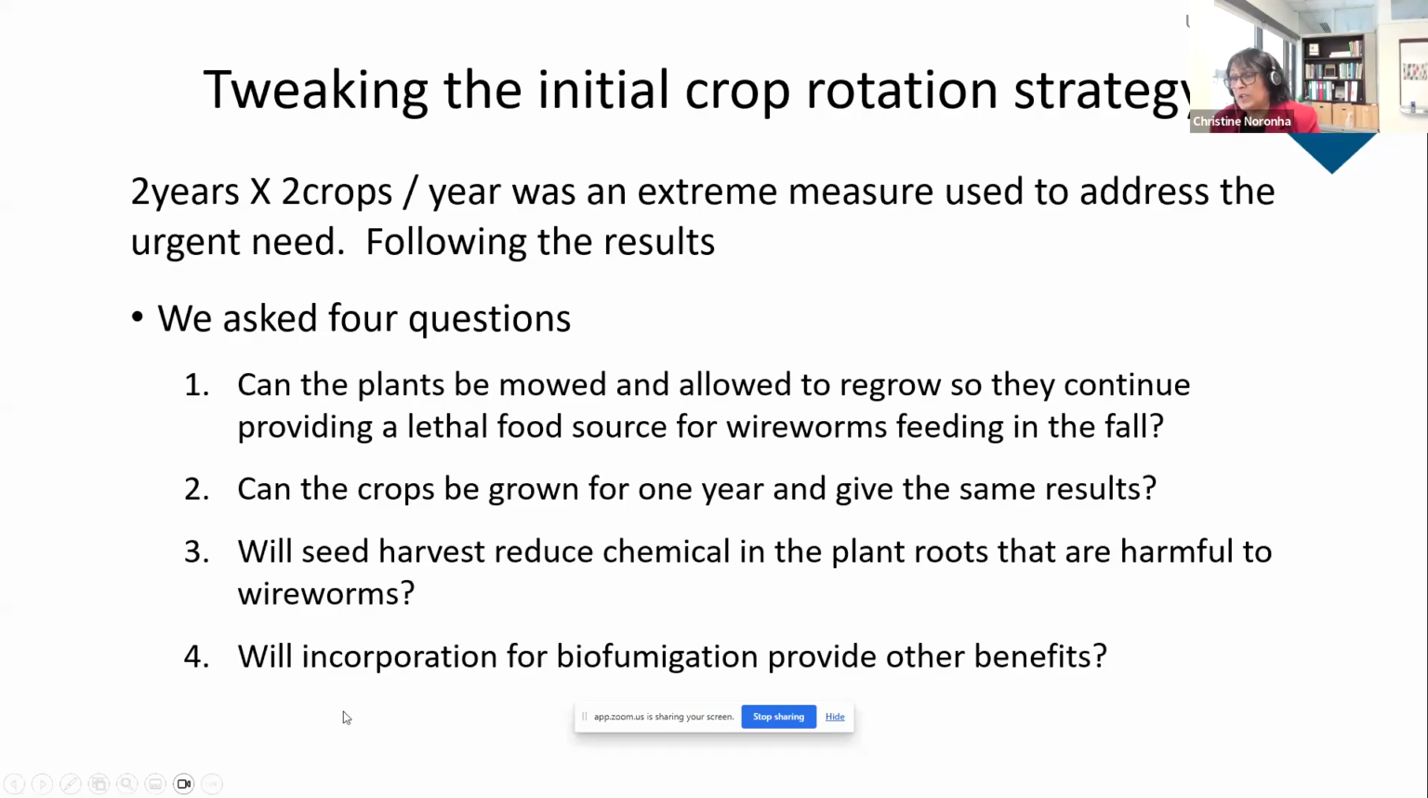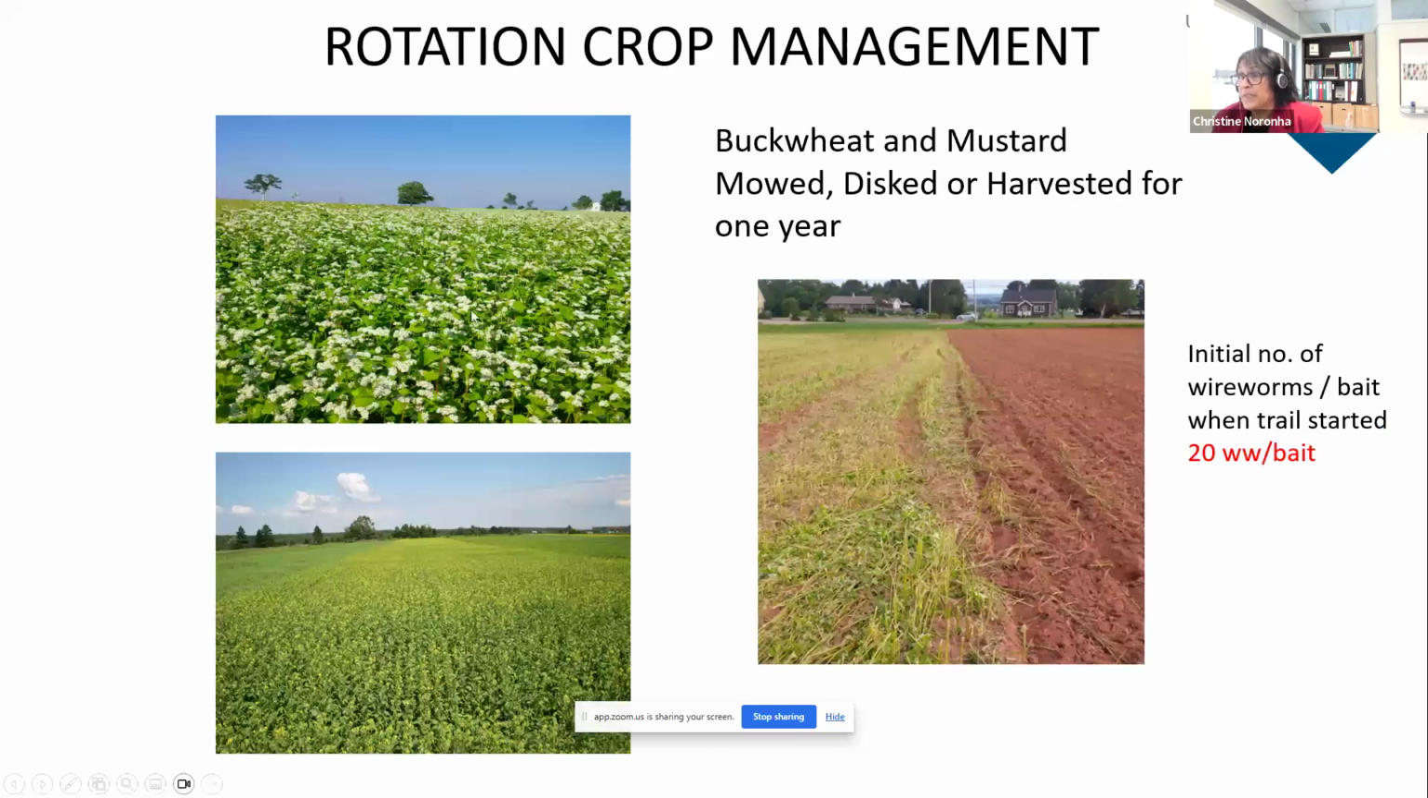So we asked, can it be grown for seed and still give the chemicals that are harmful to wireworms? And then we also wanted to know whether incorporation as a biofumigant would give us other benefits, like with diseases and other pests like nematodes. We wanted to look at that as well. So in order to do that, we looked at buckwheat and brown mustard, harvested for seed or for 1 year. This is the mowed section, and this is the incorporated section.